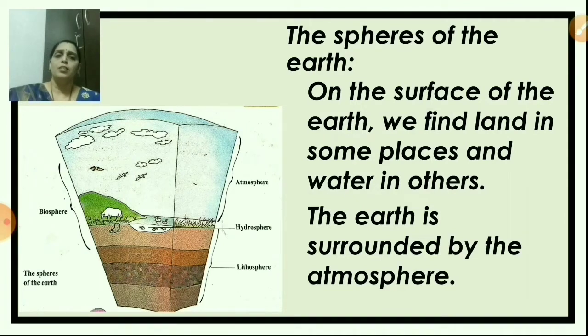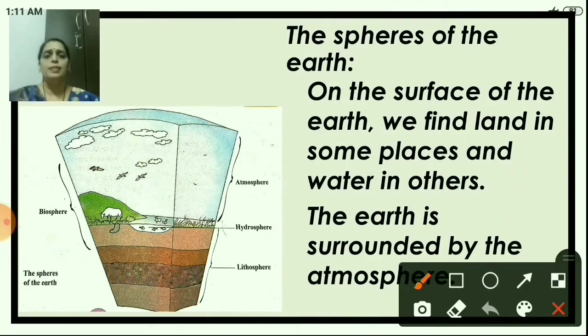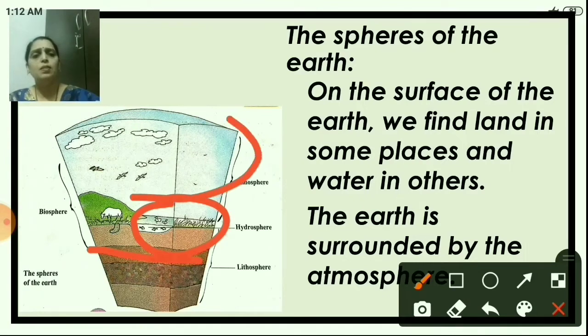On the surface of the earth, we find land in some places and water in others. The earth is surrounded by the atmosphere. On your left hand side, you can see a picture of the spheres of the earth. Students, in the lesson video, we have already learned about the spheres of the earth in detail, but now we are going to do a short revision of the same. You can see land in some places, then water in others, and the earth is surrounded by the atmosphere. So this is the atmosphere.